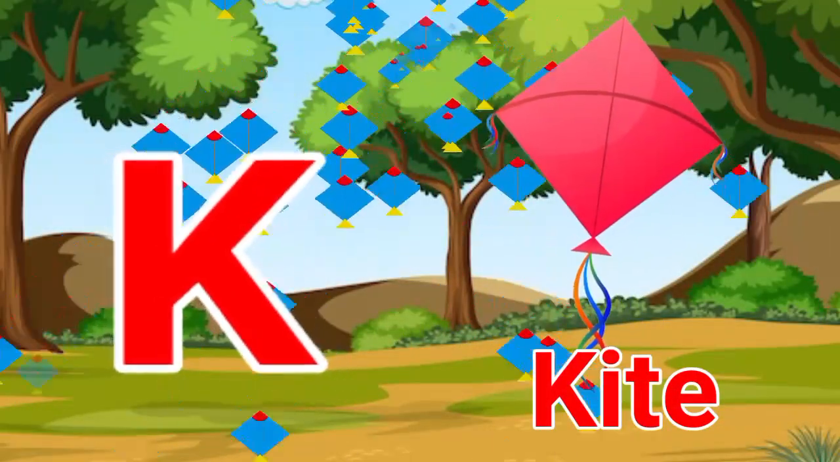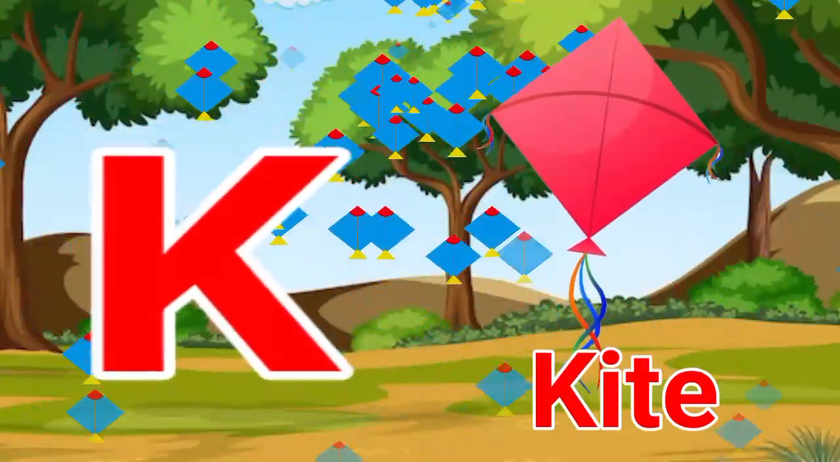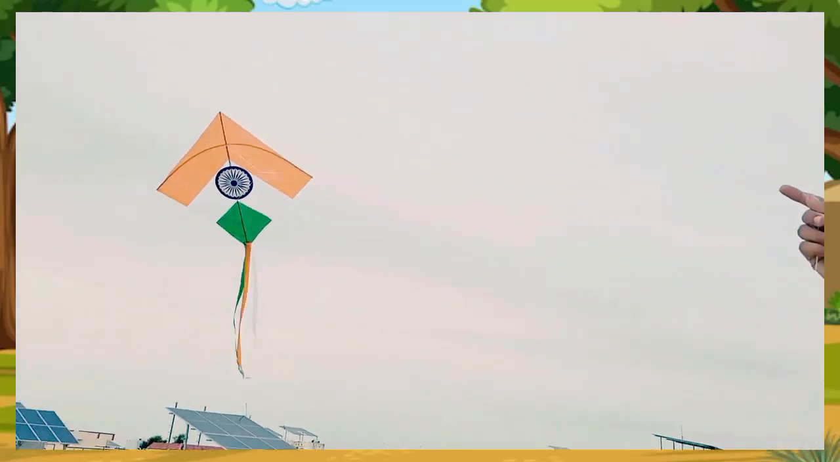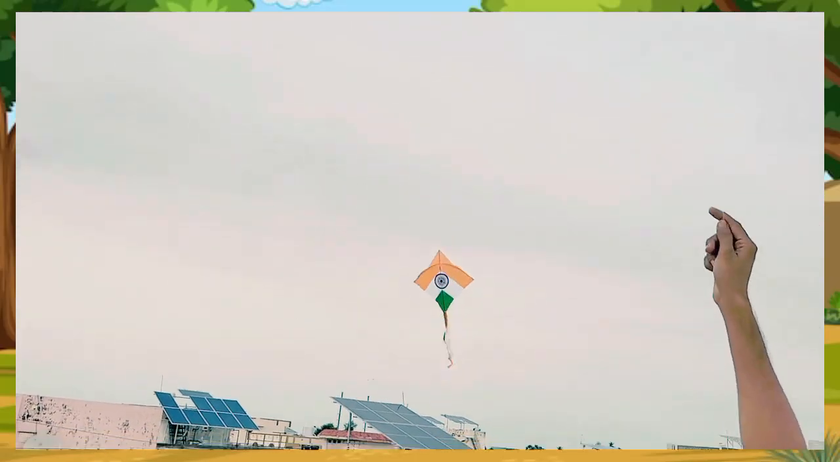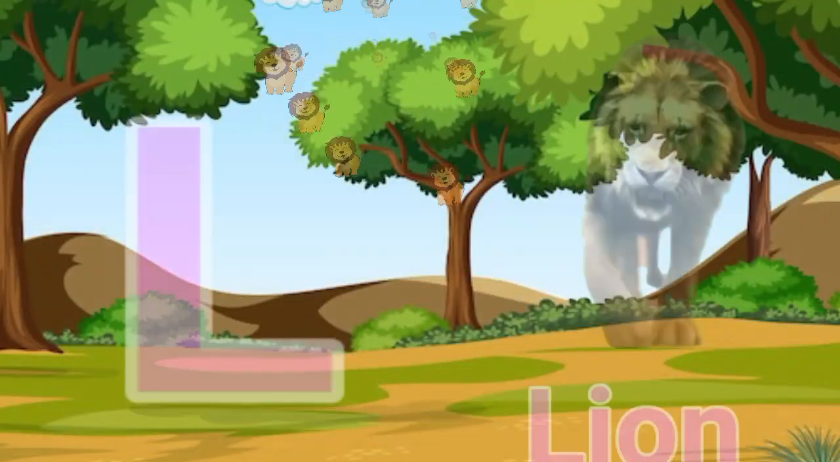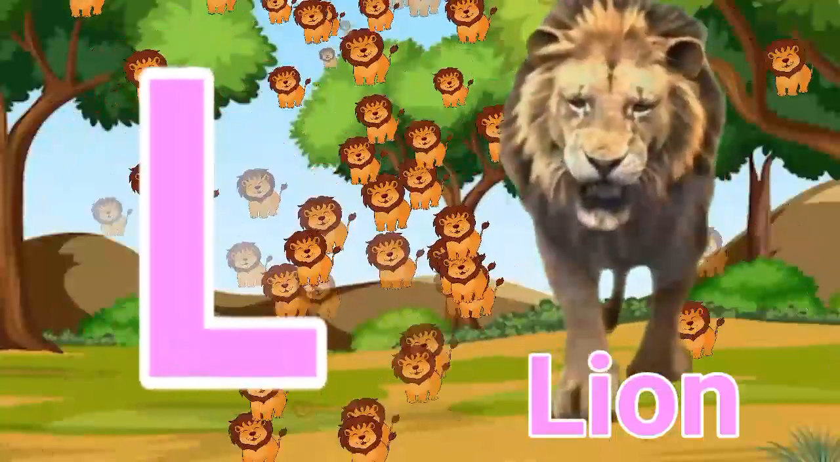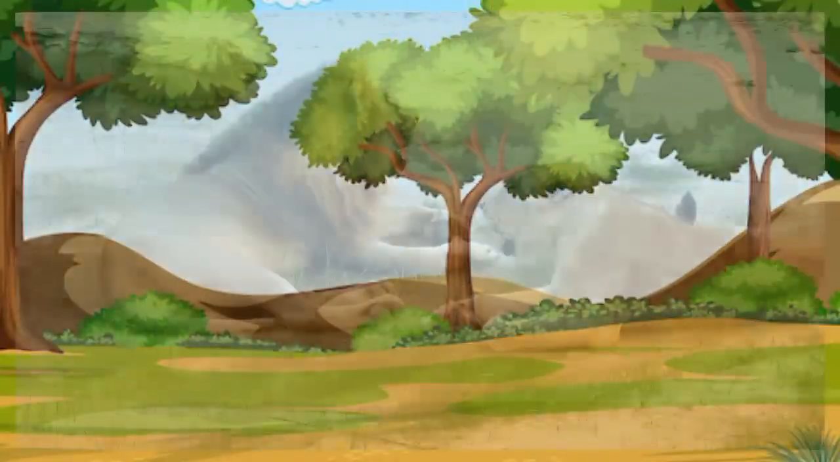K. K for kite. Kite means patang. Sar sar sar sar udi patang. L. L for lion. Lion means sher.